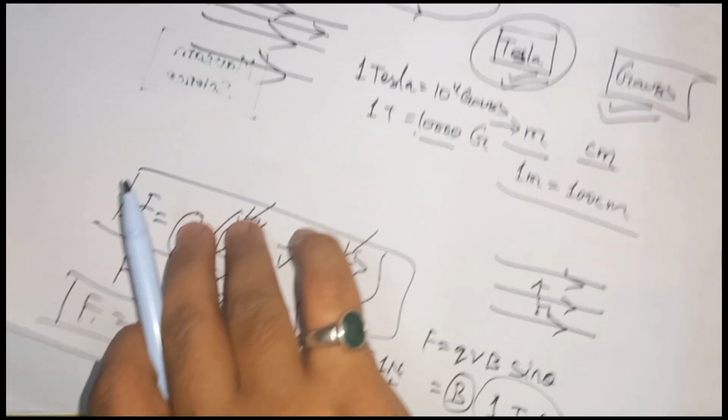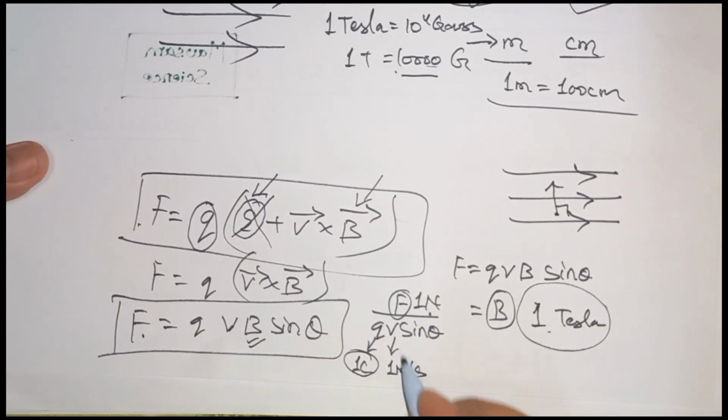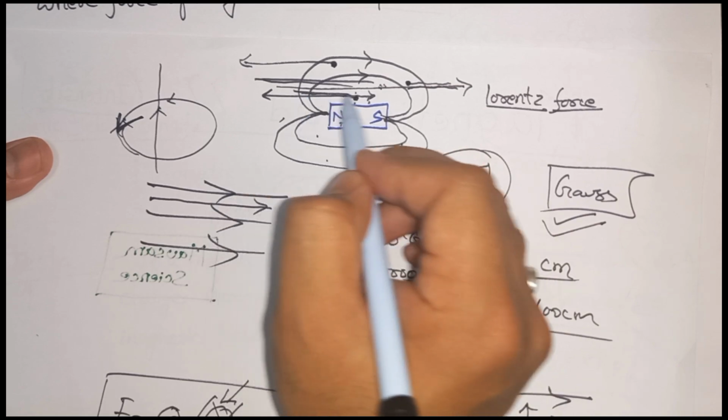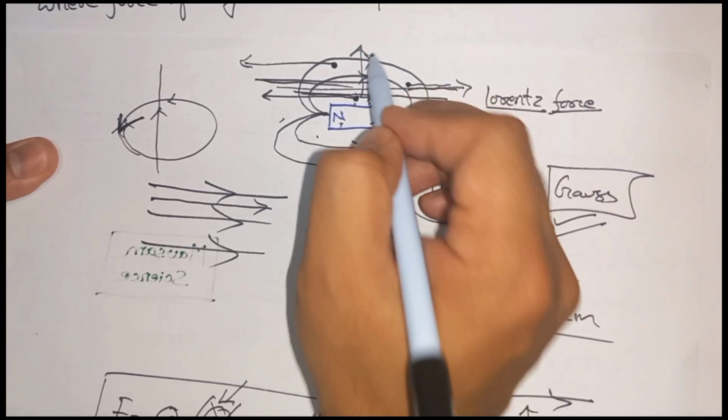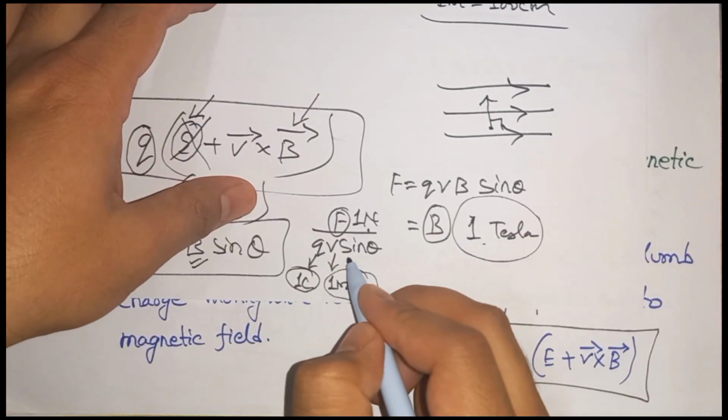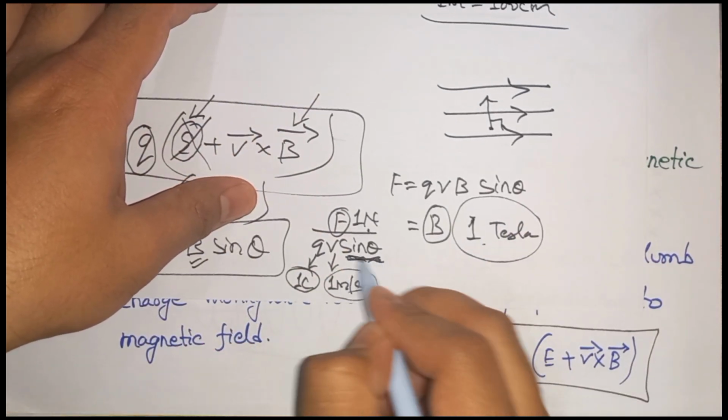And not only this much, the 1 coulomb charge should move with the velocity of 1 meter per second also. It should move with a velocity of 1 meter per second, and not parallelly but perpendicularly. Because if it is parallel, then what happens? What is the value of sine 0?